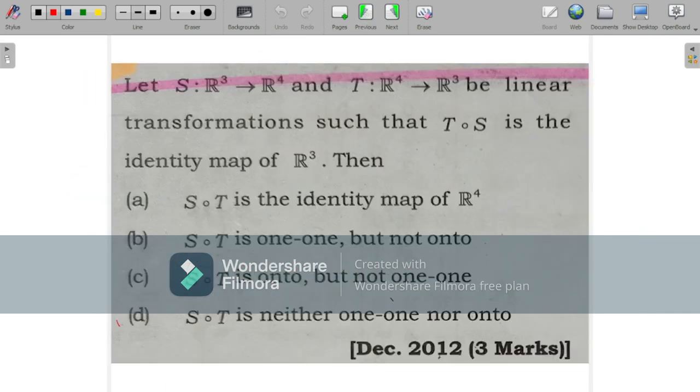So the D option is right. S composition T is neither 1-1 nor onto. Now I think it is clear to you. So now let's move to the next question.